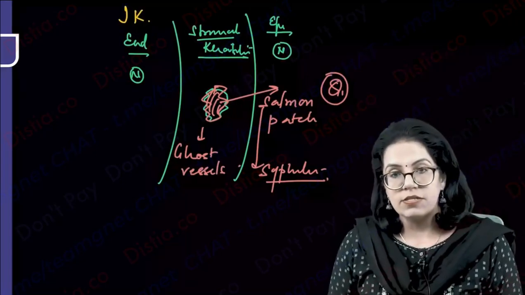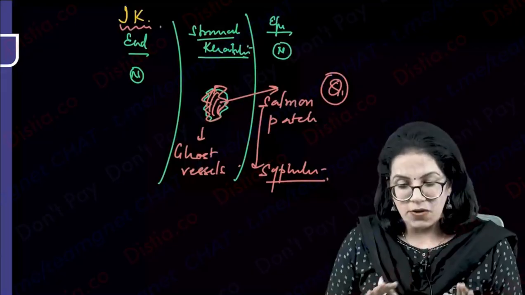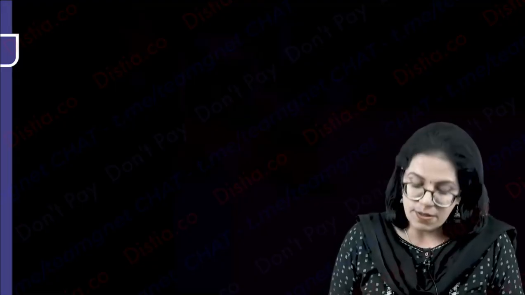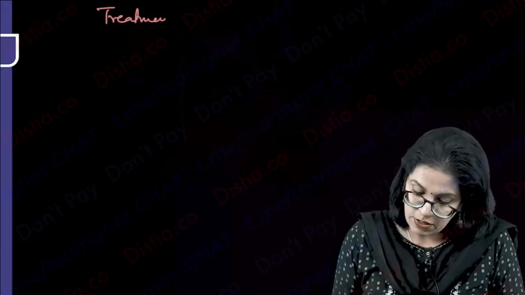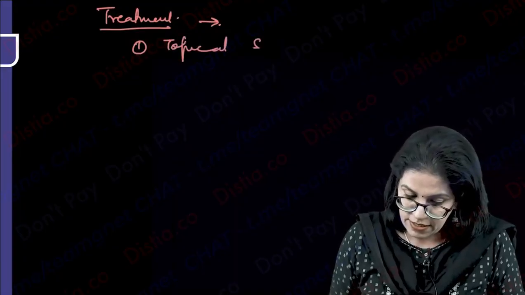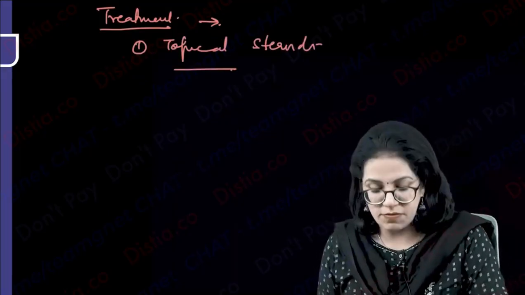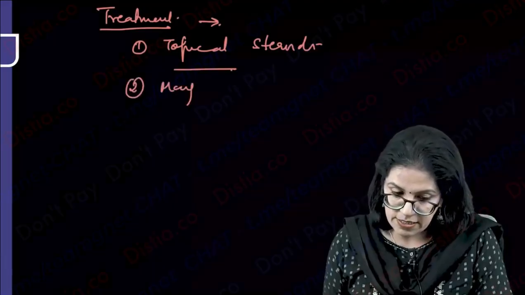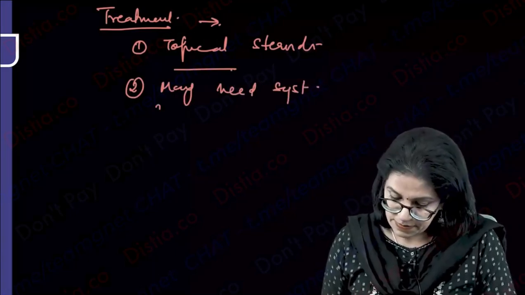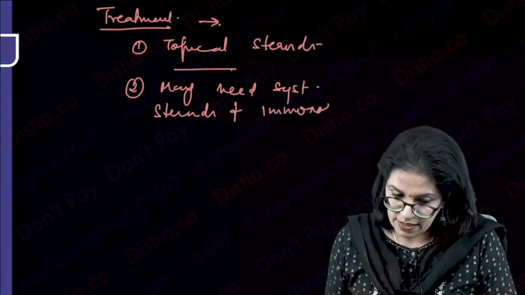So the majority of the interstitial keratitis is immune mediated. Whatever the causes you have learned, it is all immune mediated. This is the reason when we are talking about treatment, because the majority are immune mediated, our main treatment is topical steroids, right? And sometimes, especially in Cogan's, we may have to give systemic steroids and immunosuppressive drugs. May need systemic steroids and immunosuppressive drugs. Written? Okay.